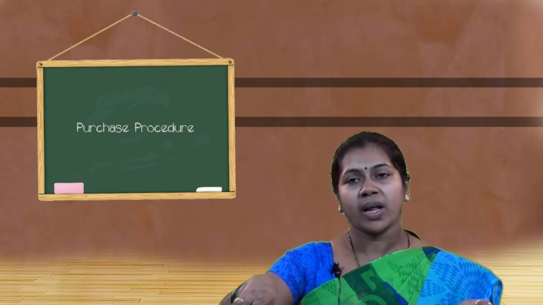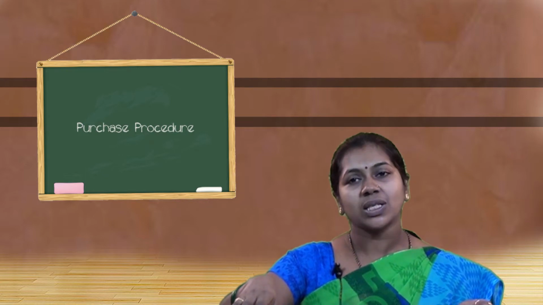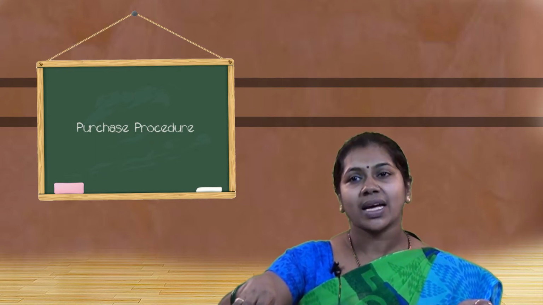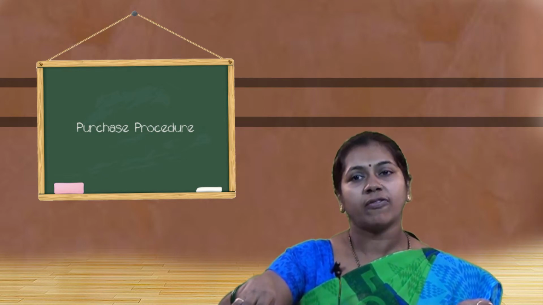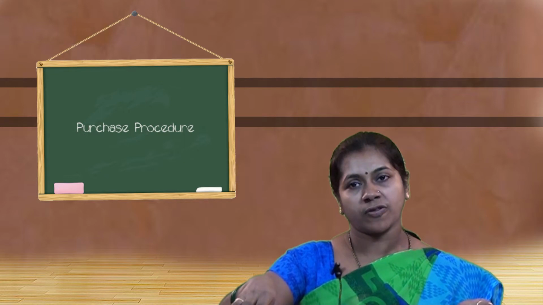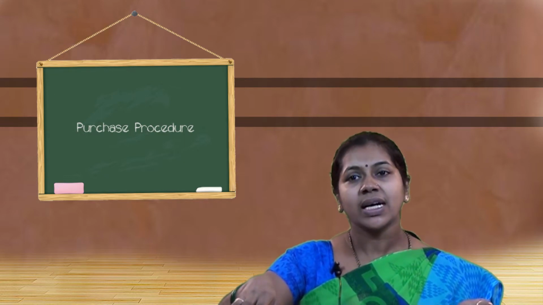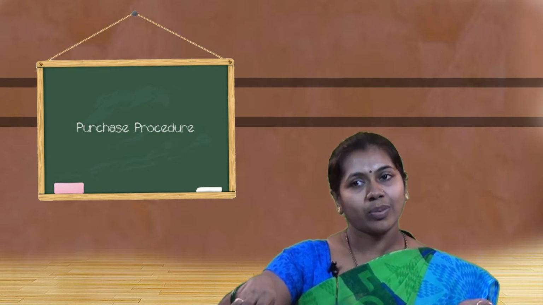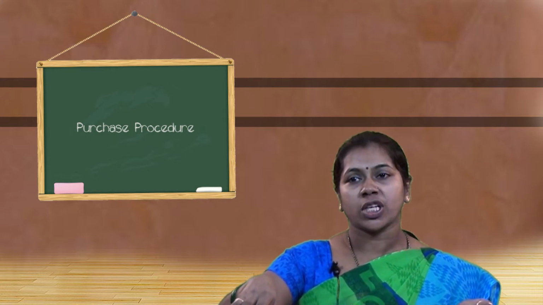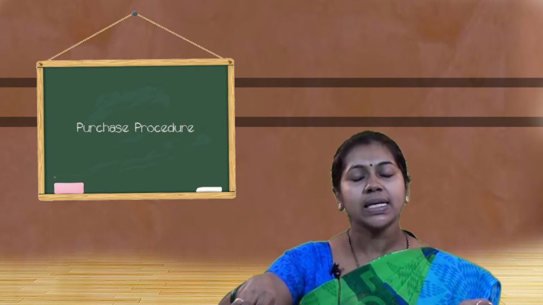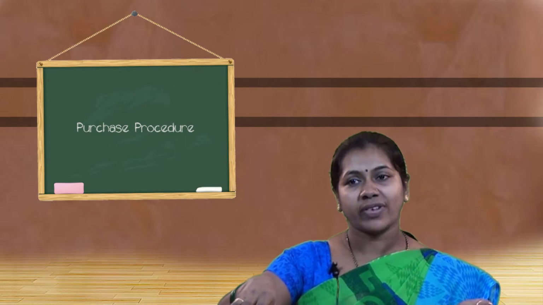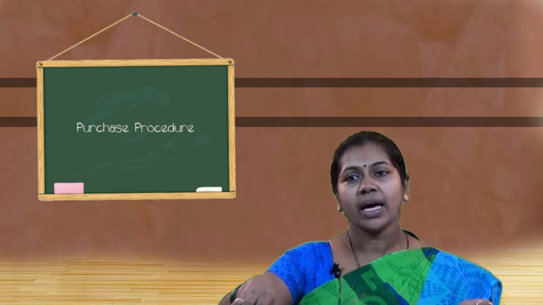Selection of source of supply includes 2 steps. First one, inquiry for tenders and quotations. Purchase department has to keep itself fully informed of different sources of supply, their financial strengths, terms and conditions. It may invite tenders, nothing but estimated prices from the prospective suppliers. Tenders contain particulars of price, time of delivery, mode of transport, terms of payment and other terms and conditions of sale.